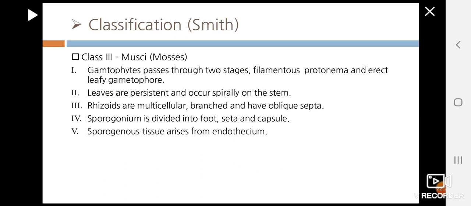Rhizoids are multicellular, branched, and have oblique septa. Sporogonium is divided into foot, seta, and capsule. Sporogenous tissue arises from endothecium. So this is all about the classification given by Smith, and this is all about the general characters and the classification of Bryophyta. Thank you.